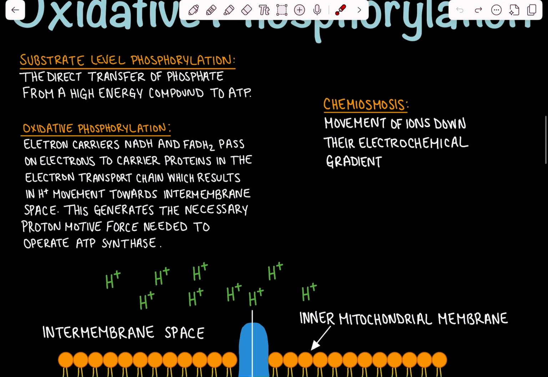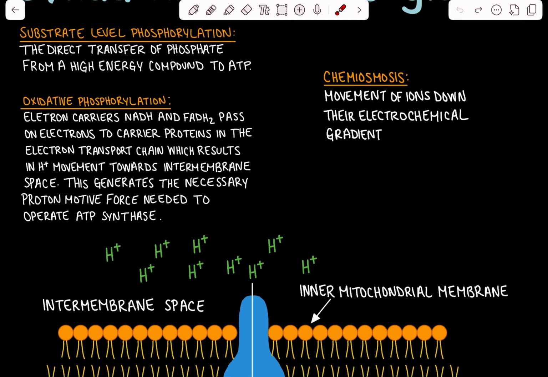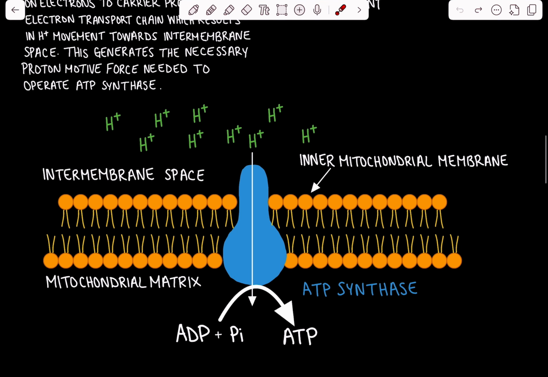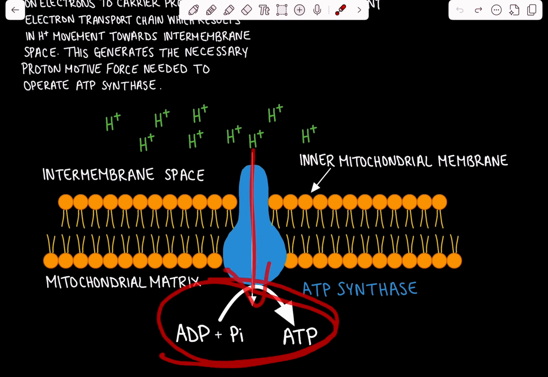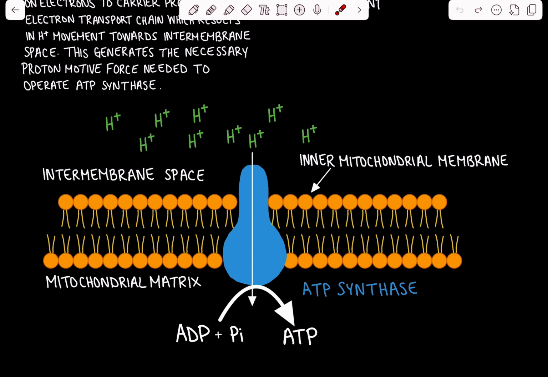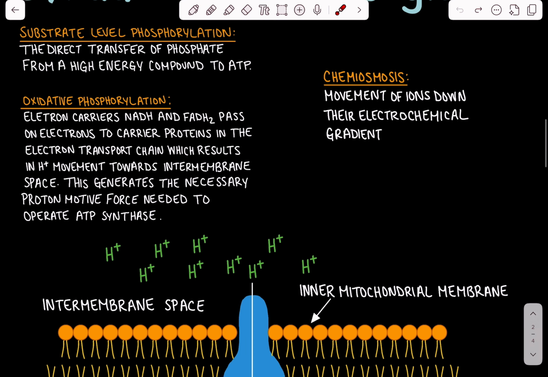Now, some key definitions to keep note of. Chemiosmosis itself is the movement of ions down their electrochemical gradient. So in this case, chemiosmosis is these H+ ions moving down their electrochemical gradient, and that energy release drives the reaction of ADP plus inorganic phosphate to yield ATP.